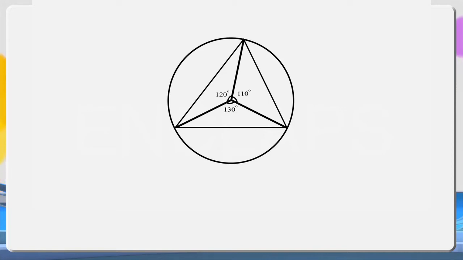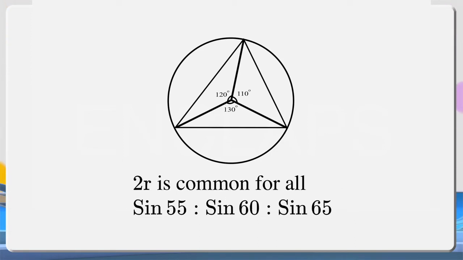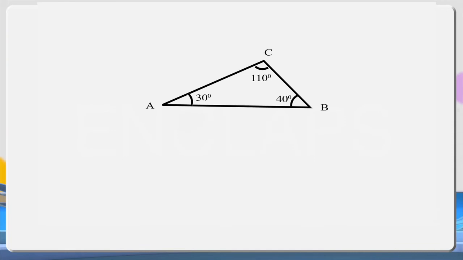If we take the circumradius as r, as per the equation studied before, the length of the chord equals 2r sine C by 2. Therefore, the lengths of chords here are 2r sine 55, 2r sine 60, 2r sine 65. 2r is common for all, so 2r can be neglected. So, the ratio can be written as sine 55 is to sine 60 is to sine 65.